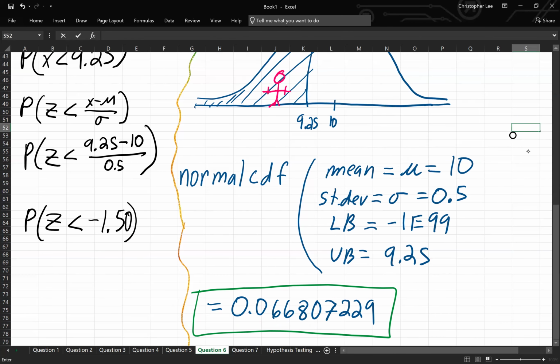All right. Look that up for me. What's the answer? Zero point zero six six eight. 0.0668. All right. Very good. And that's the answer right there.